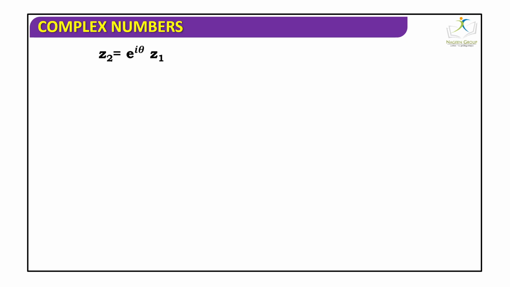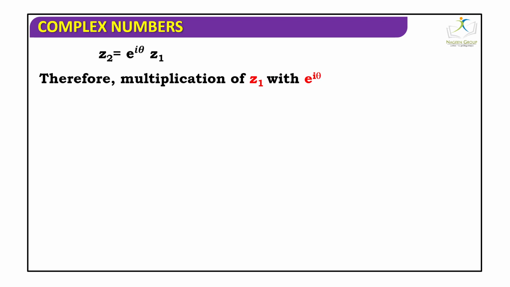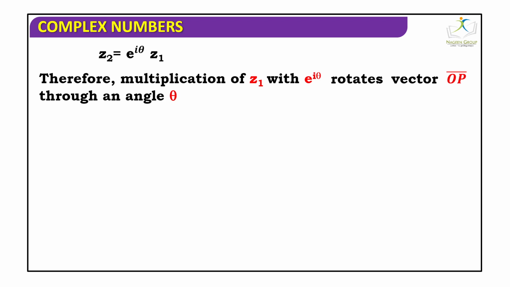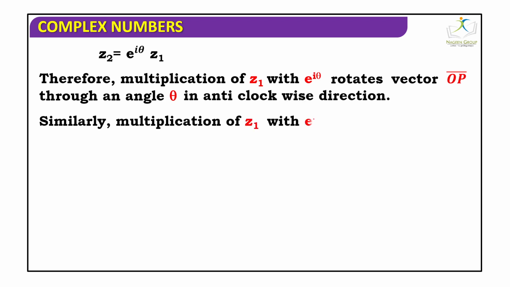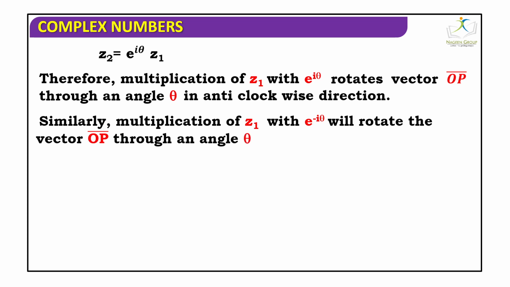Now Z2 is equal to e to the power iota theta into Z1. Therefore, multiplication of Z1 with e^(iota theta) rotates vector OP through an angle theta in the anticlockwise direction. Similarly, multiplication of Z1 with e^(minus iota theta), you can find it? Yes. The previous one is anticlockwise, right? So if you take minus iota theta, it will be clockwise.